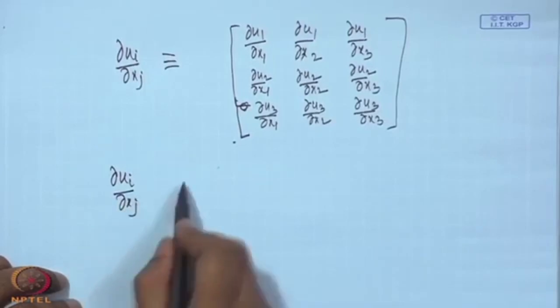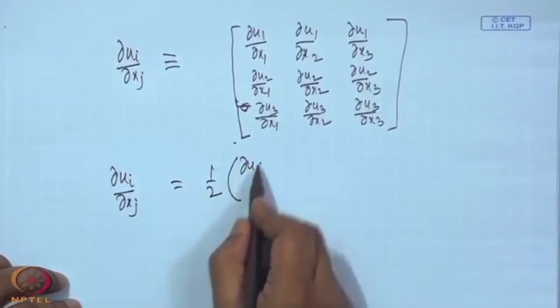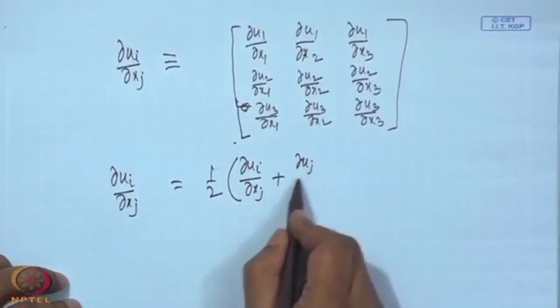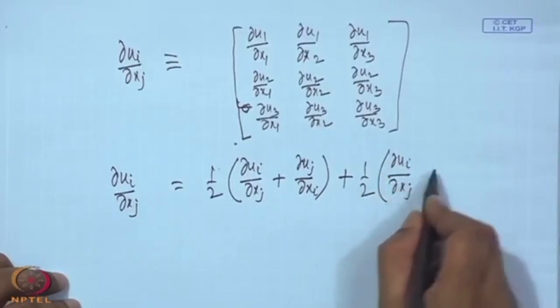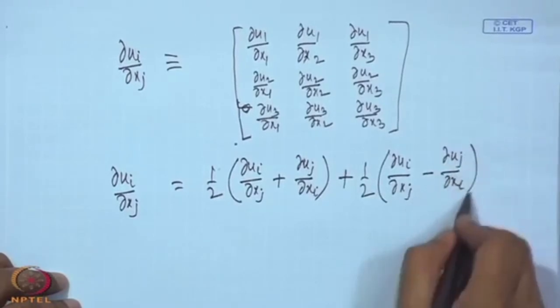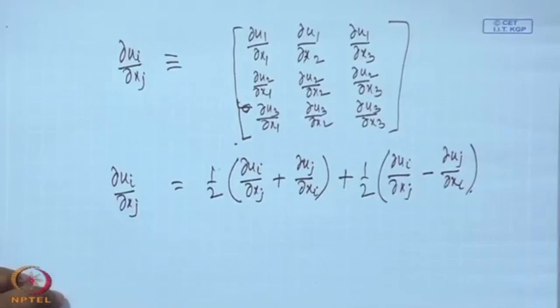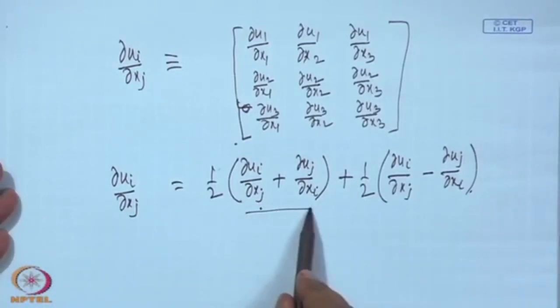Now, it is a standard rule in matrices that any square matrix you can write as the sum of one symmetric matrix and one antisymmetric matrix. That is always true. You see, this is how that can be done. This d u i by d x j can simply be written as half d u i by d x j plus d u j by d x i, plus half d u i by d x j minus d u j by d x i. And you see, this first part is a symmetric matrix, the second part is antisymmetric.